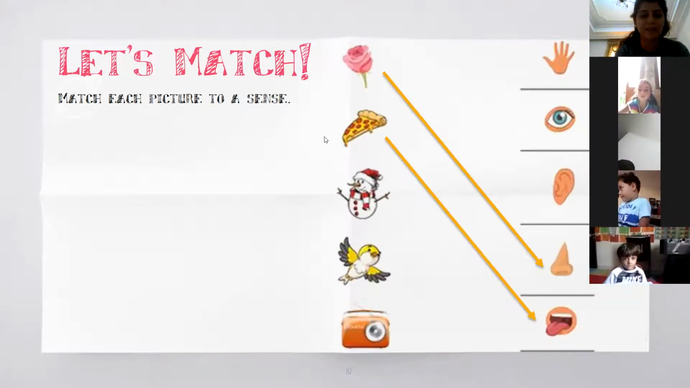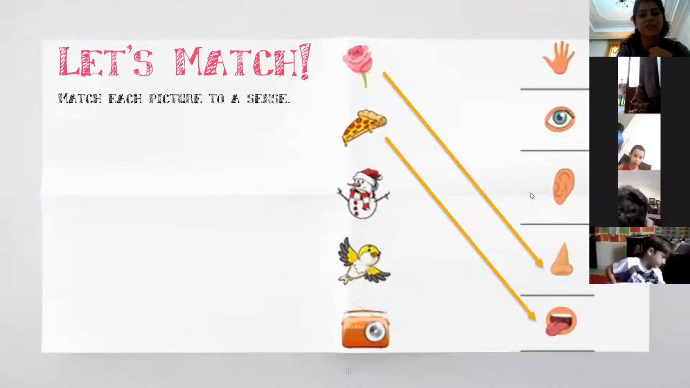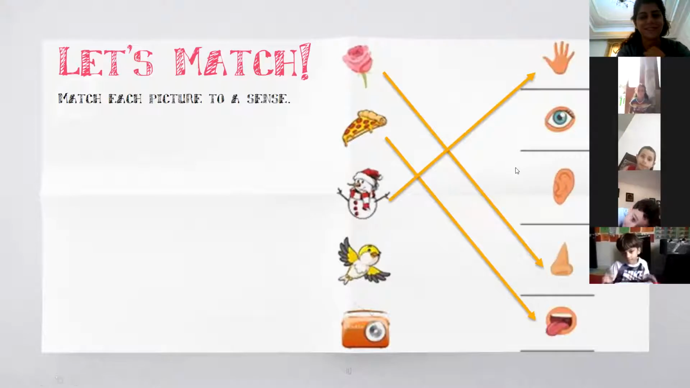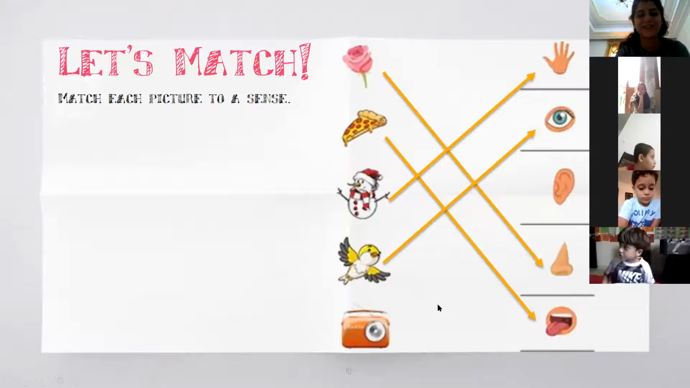The snowman. Touch. Is it your eye to touch? Yeah. Your hand to touch. Okay. Kareem. The bird. Do you use your ear to see the bird flying? No. Yes. My eyes. I use my eyes to see the bird flying. Thank you, Kareem. Luna.